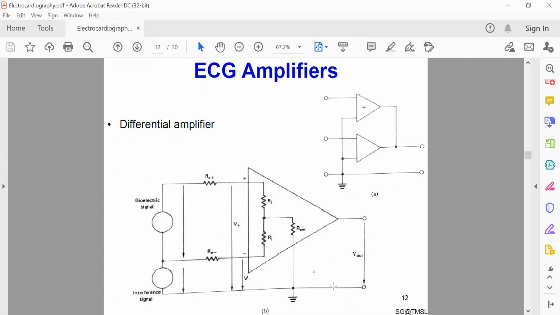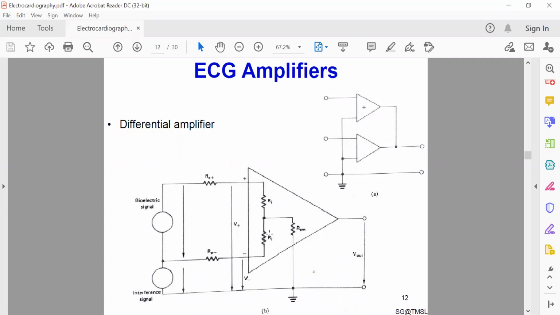Now, in this case, the electrode impedances, which are RE plus and RE minus, each form a voltage divider with the input impedance of the differential amplifier, as you can see in this figure. So, if the electrode impedances are not identical, what happens? The interference signals at the inverting and non-inverting inputs of the differential amplifier may be different, and the desired degree of cancellation does not take place. So why does it happen? Because the electrode impedances can never be made equal.